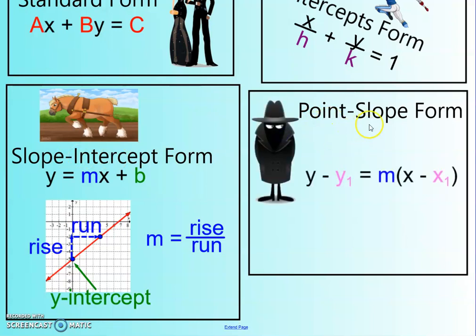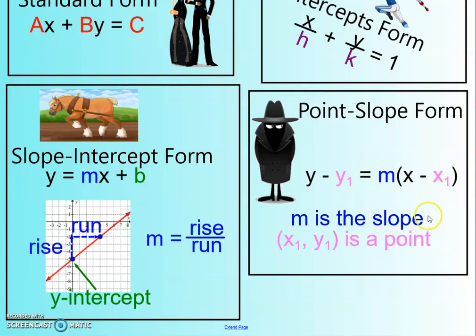Point-slope form, I have this picture of a spy because I think it's one of the best kept secrets that we have in math. It looks like this. It always has y minus something equals m times the quantity x minus something. Now, as you probably already guessed, m is the slope. But this x sub 1 and this y sub 1, those are just coordinates of a point. The x value and the y value of a point.